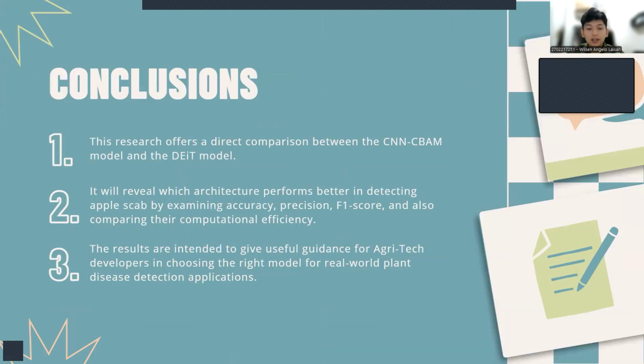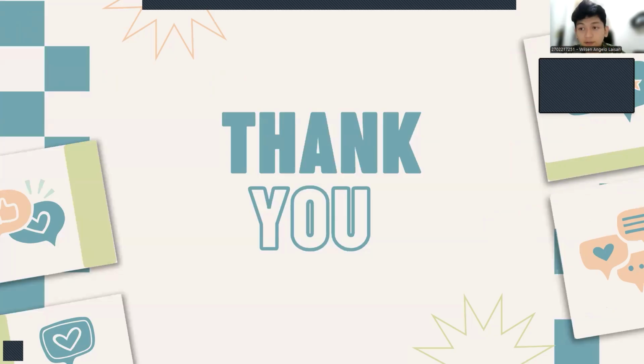To conclude, our study directly compares two advanced models, which are CNN with CBAM and DeiT. We aim to determine which one performs better for apple scab detection by looking at key metrics such as accuracy, precision, and F1 score, while also considering how efficient each model is to train. Our findings are expected to give practical recommendations for agritech developers, helping them choose the most suitable model for real-world plant disease detection systems. Okay, that's all from me. Thank you.